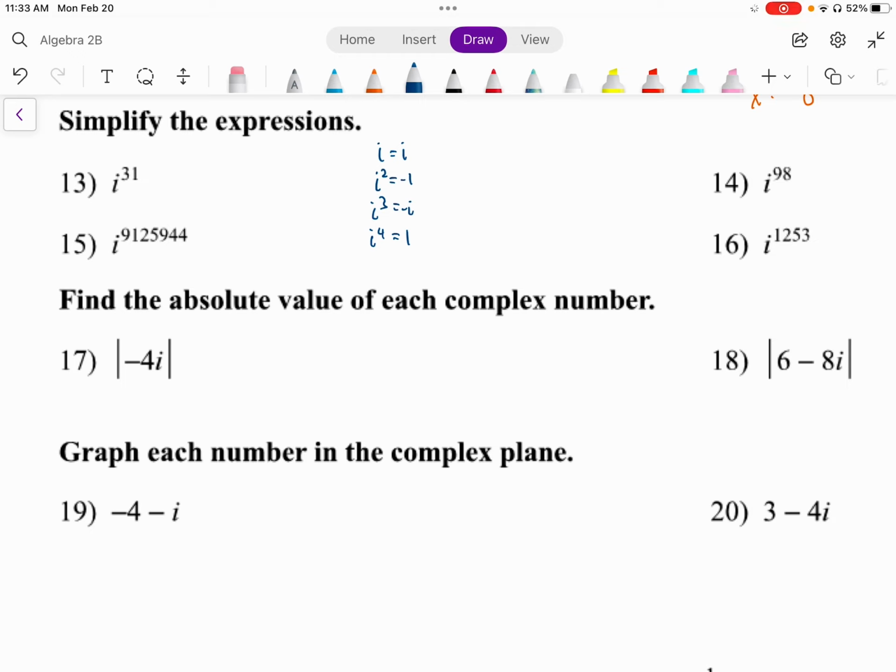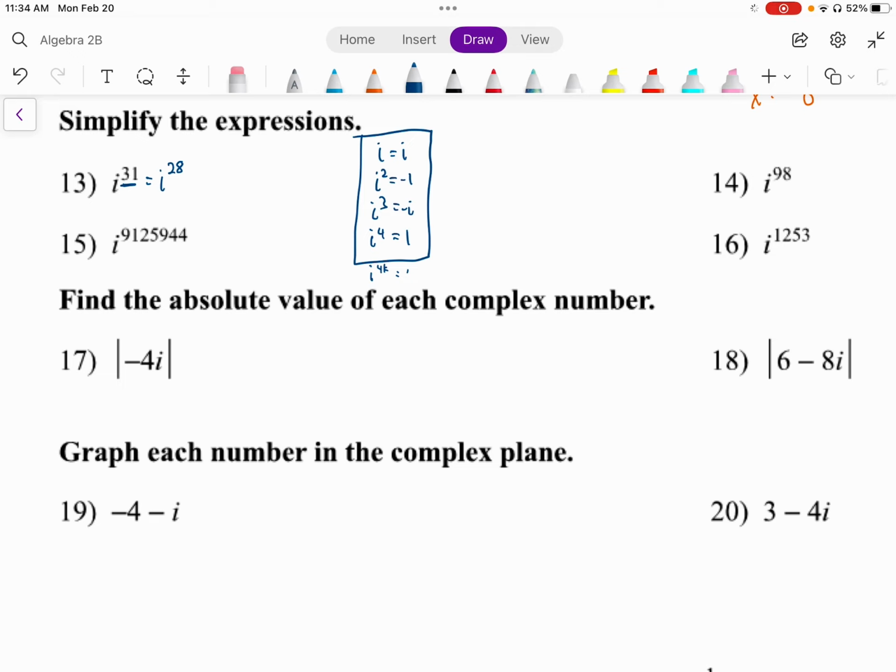And then as we work through here, what we want to do with each one is find a multiple of 4 less than the exponent, but as big as we want, but less than the exponent. Because i to the 4th, and really any multiple of 4, gives us 1. So here, i to the 31st, we would change to i to the 28th because that's the highest multiple of 4 without going over.